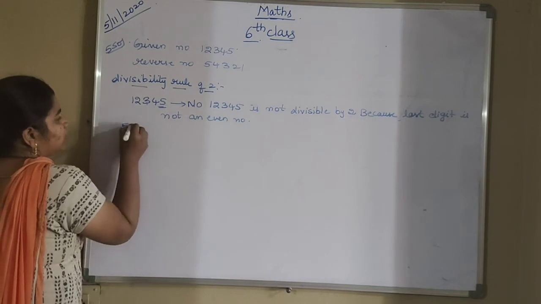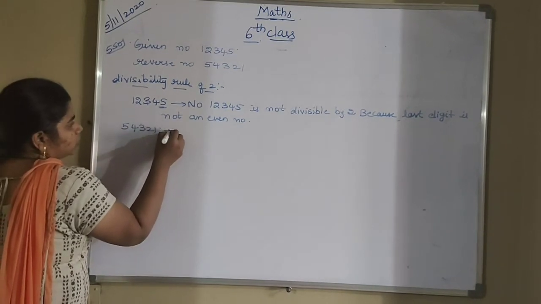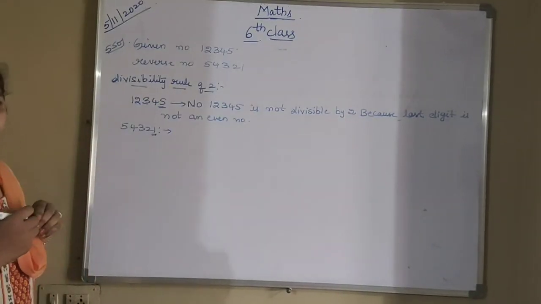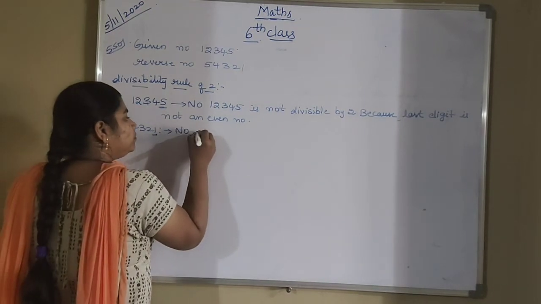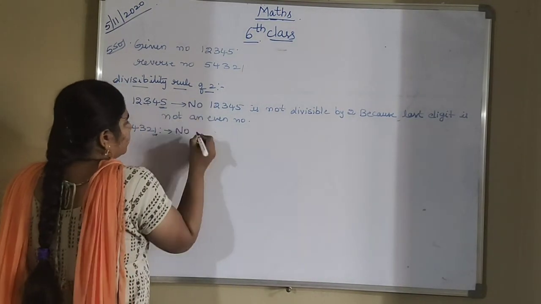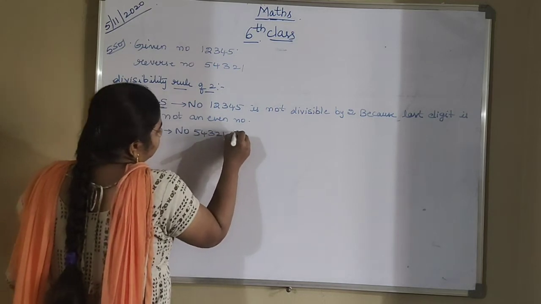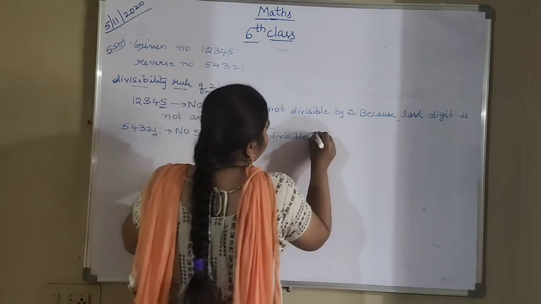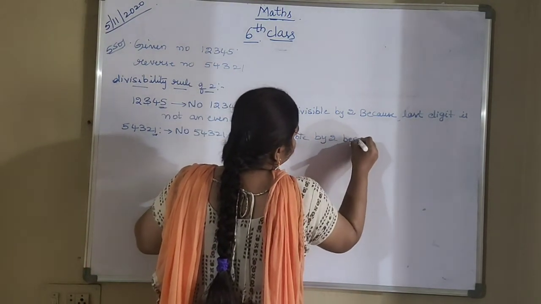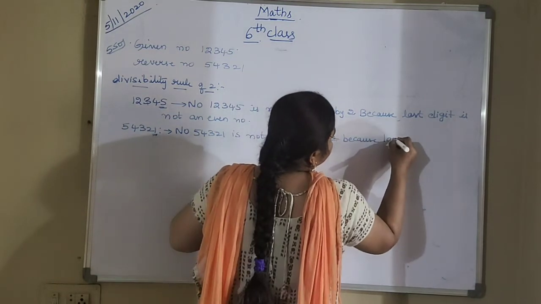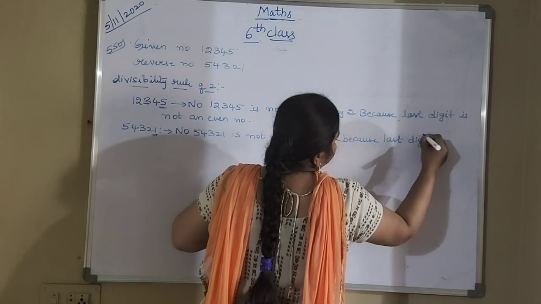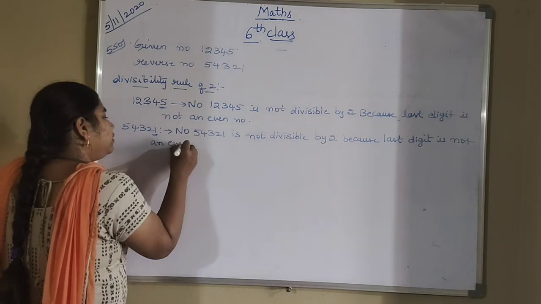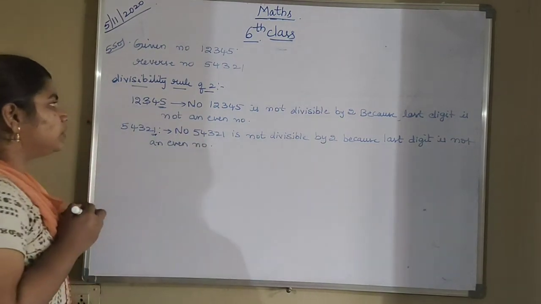In the same way, we have to check for the reverse number. What is the reverse number? 5, 4, 3, 2, 1. Whether it will be divisible or not, we have to check. Again, the last digit is not an even number. So again, no, 5, 4, 3, 2, 1 is not divisible by 2 because the last digit is not an even number. So this is the divisibility rule of 2.